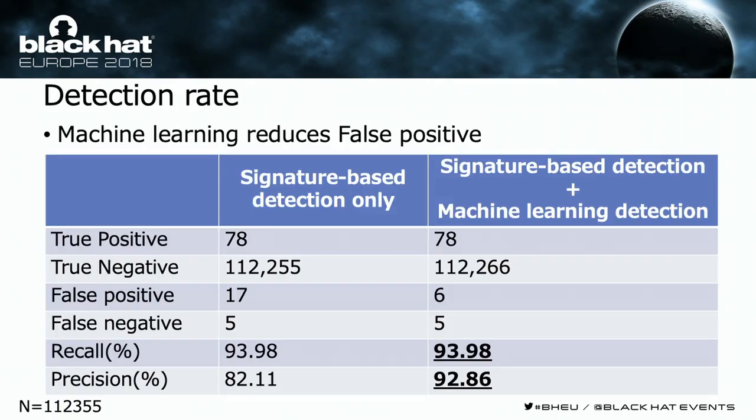So this is the result of the detection rate. As you can see, machine learning reduces false positives. With signature-based detection only, the number of false positives is 17, but with the combination of signature and machine learning, the false positives are only 6. As a result, the precision rate has been improved. We achieved more than 90% recall and precision rate.